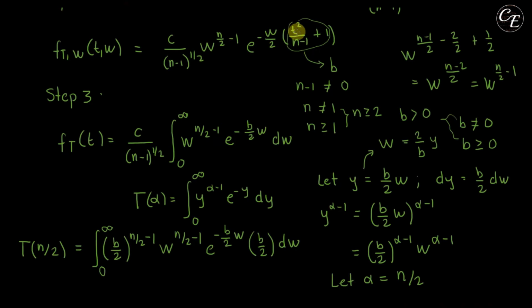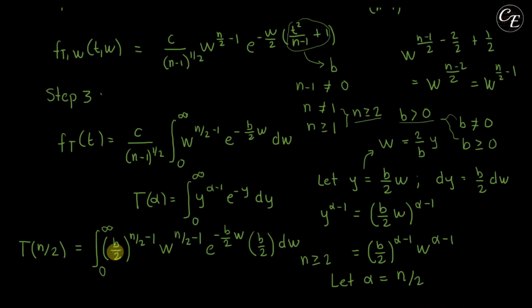Since this t squared is always positive, no matter what the values of t in here, then this whole term will become greater than 0 as long as we satisfy this condition in here. So we need to put a condition in here: n should be greater than or equal to 2.